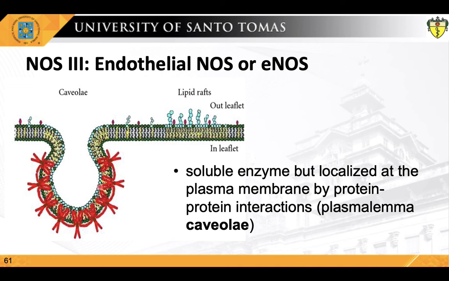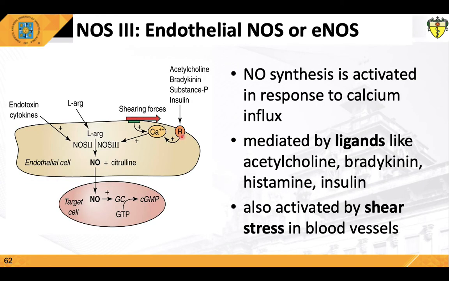NOS3 is a soluble enzyme but is found localized at the plasma membrane by protein-protein interaction in the plasmalemmal caveolae. So in contradistinction to the other two NOS isoforms, NOS3 is the only isoform that is membrane-bound. Nitric oxide synthesis is activated in response to an increase in calcium ion influx following binding of ligands like acetylcholine, bradykinin, histamine, or insulin, or following shear stress in the blood vessels.